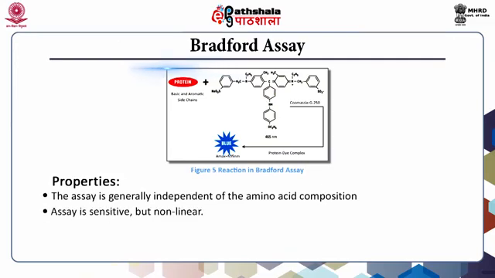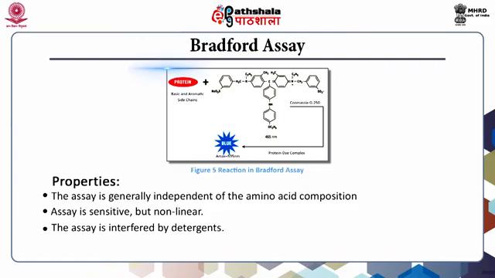A standard curve and dilution of the sample is always essential for this method because the assay is linear for a very short range of protein concentration, 0 microgram per milliliter to 2000 microgram per milliliter. This assay is also interfered by the presence of detergents like SDS.